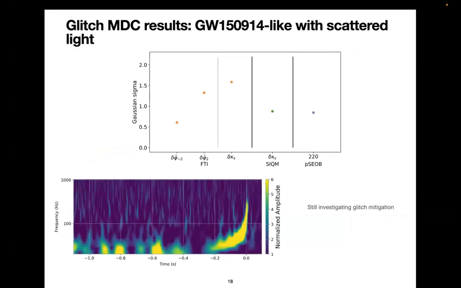Finally, just to show you one of the glitch cases. This is a case with scattered light. So you see this scattered light down here and then the little chirp. We see that we do get some deviations, not really huge ones, but some deviations in, for instance, FTI, and glitch identification is still under investigation.